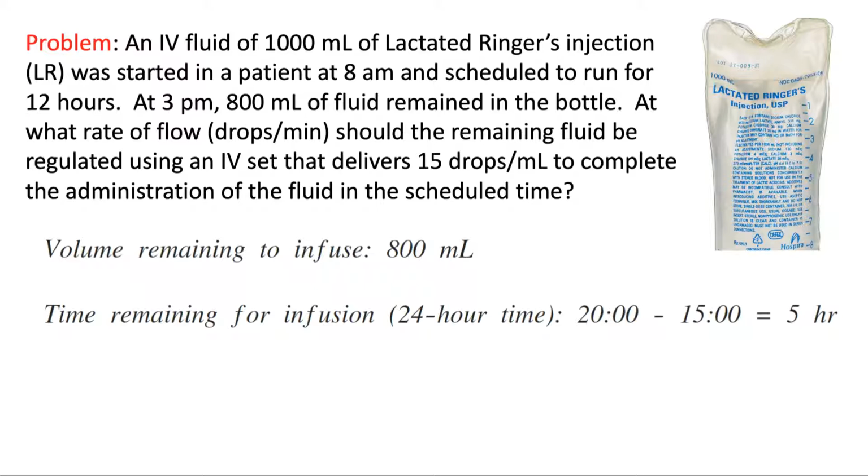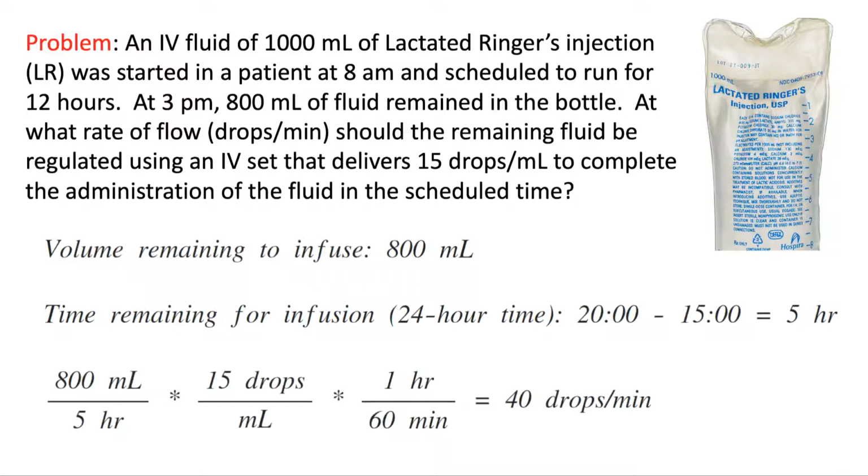Well, it's 3 p.m. That's really 3 plus 12, that's 1500 hours. So it has to be done by 2000 hours, and it is currently 1500 hours. Let's subtract that and see that we still have 5 hours remaining. So I have 5 hours to administer this 800 milliliters. All right, I can deal with that. That's a flow rate, a volume per time. So let's set that up.